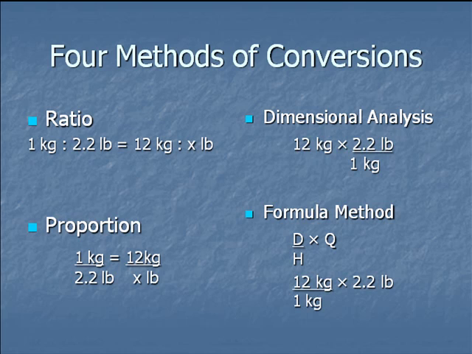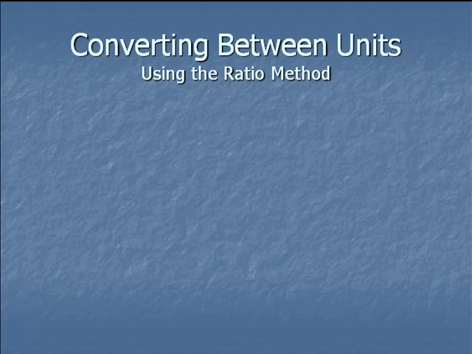In the case of taking the 12 kilograms, we would start with the 12 kilograms over the 1 kilogram we know, times the 2.2 pounds we're trying to change it to. Let's go through an example of each one of these.